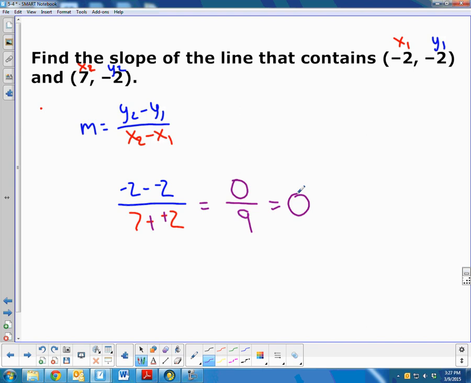If you actually plotted those points, you would see the same thing. Negative 2, negative 2, 7, negative 2. It's going to have a slope of 0. And so we got that slope formula.